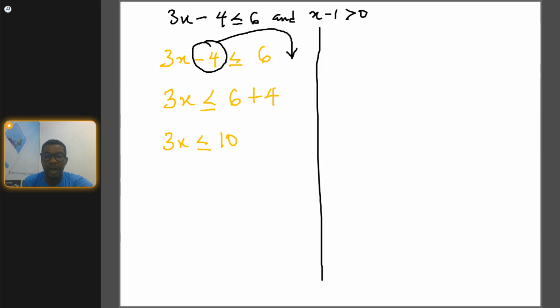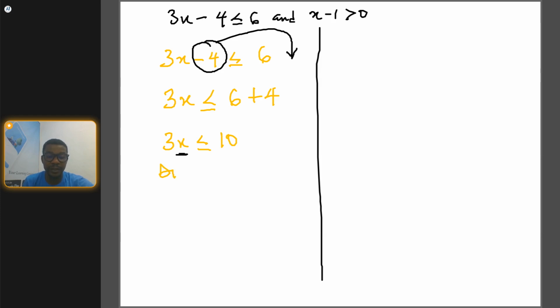Now, to get the value of x, we need to divide both sides by the coefficient of x. Now, what is the coefficient of x? I leave that to you. Your response in the chat box. What is the coefficient of x? 3. Thank you for your response, Jane. The coefficient of x is 3.